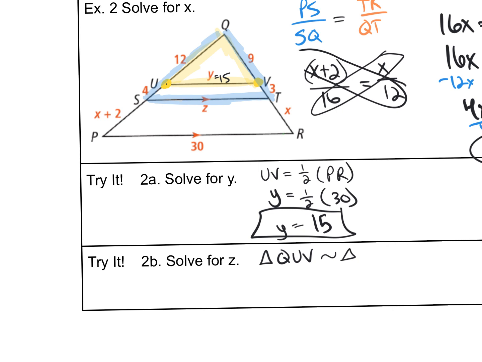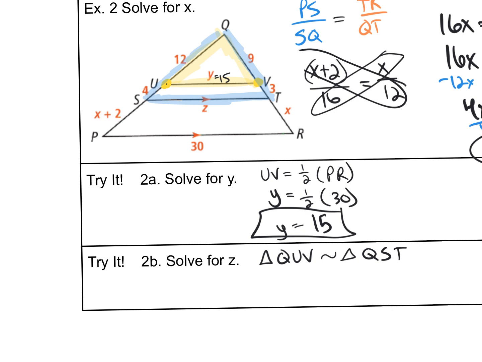And since we have some parallel lines here, we know that the other two angles are going to be congruent as well. So angle Q matches up with angle Q, angle U matches up with angle S, and angle V matches up with angle T. So there's our similarity statement: triangle QUV is similar to triangle QST. Now I'm going to create a proportion that allows me to solve for that variable Z.